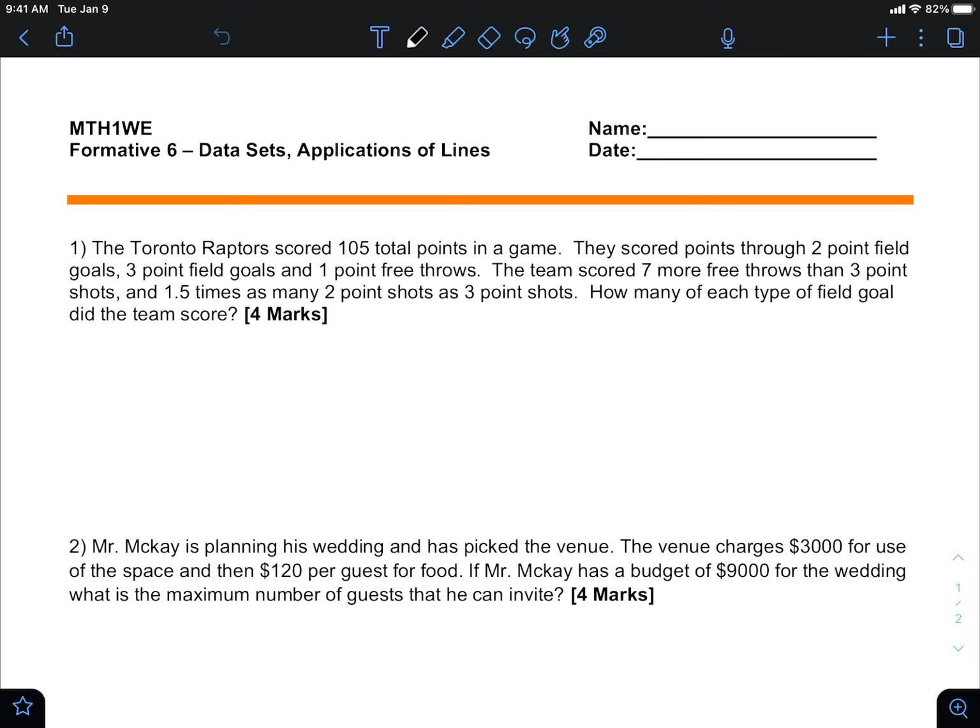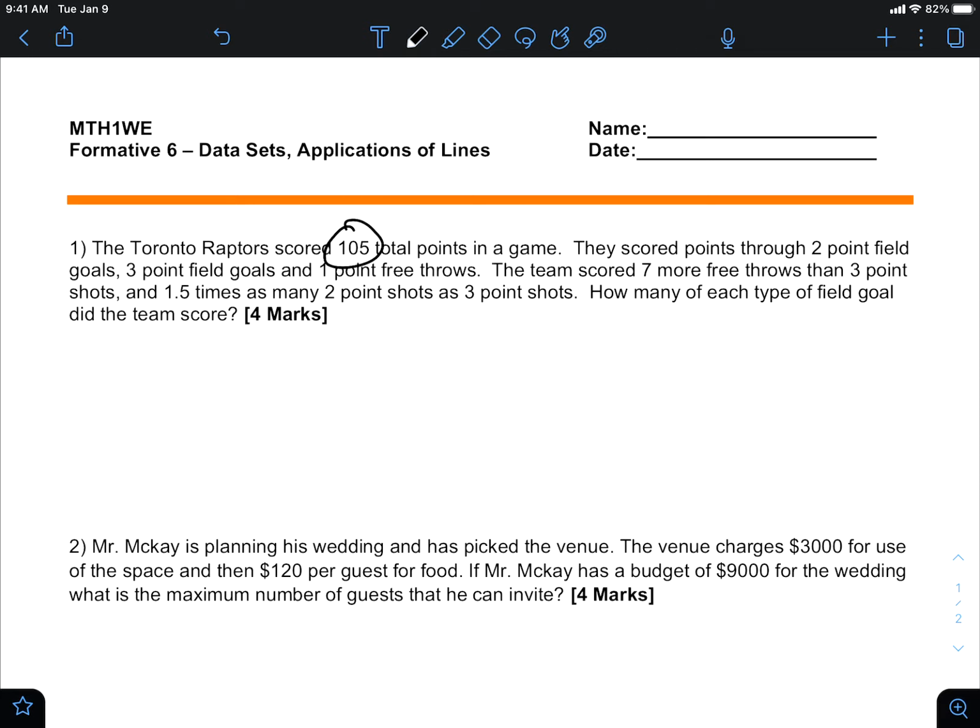The Toronto Raptors scored 105 points in total in a game. They scored points through 2-point field goals, 3-point field goals, and 1-point free throws. That's just information. I think the most useful piece of information in that first part is this 105.